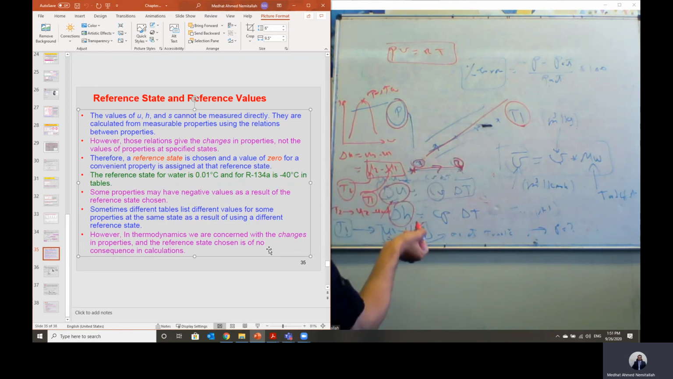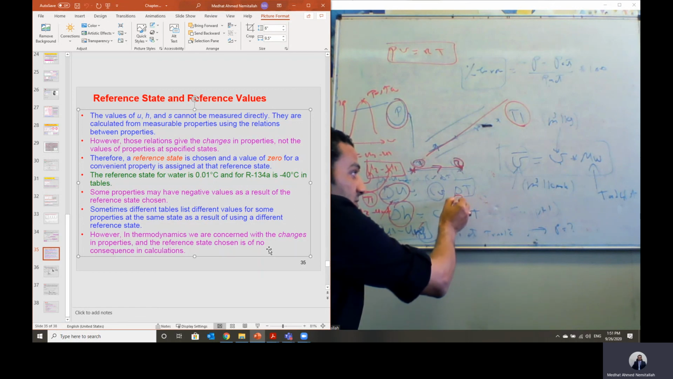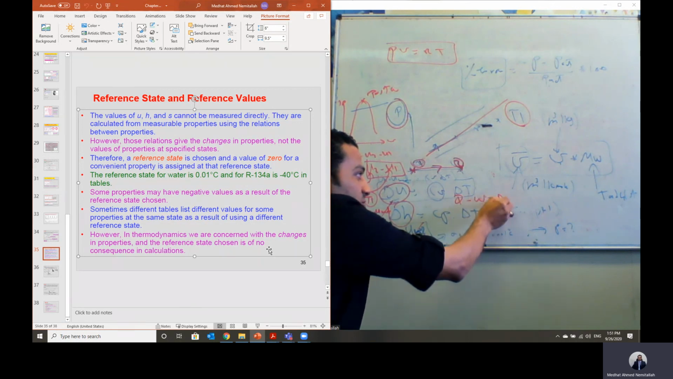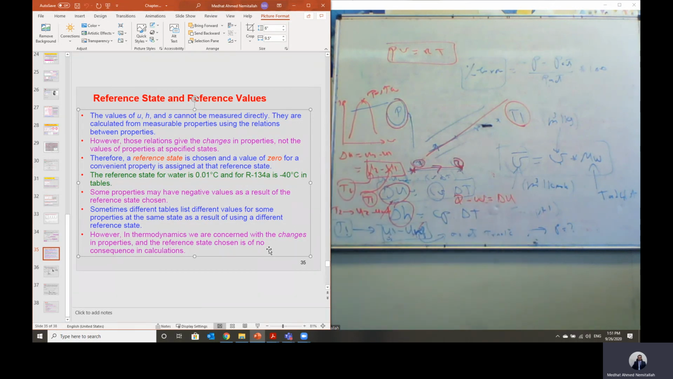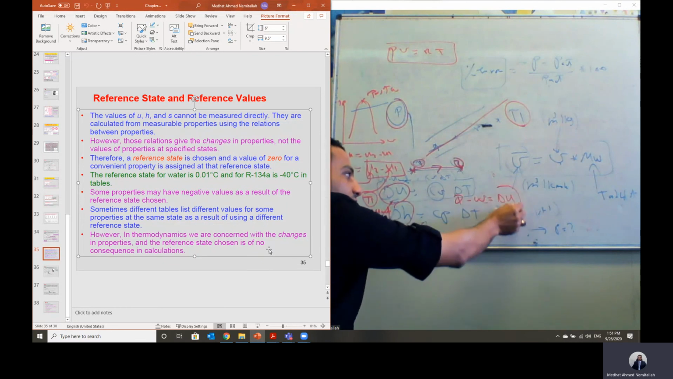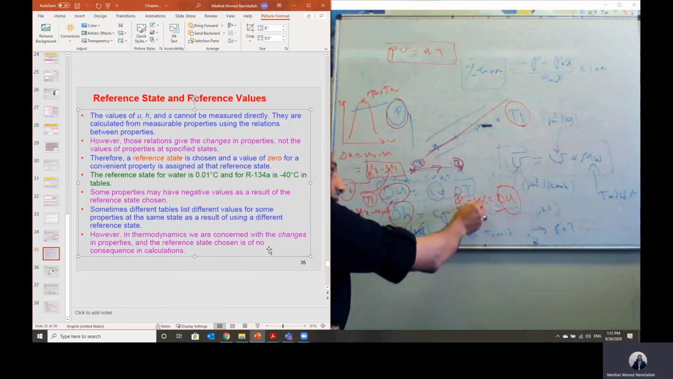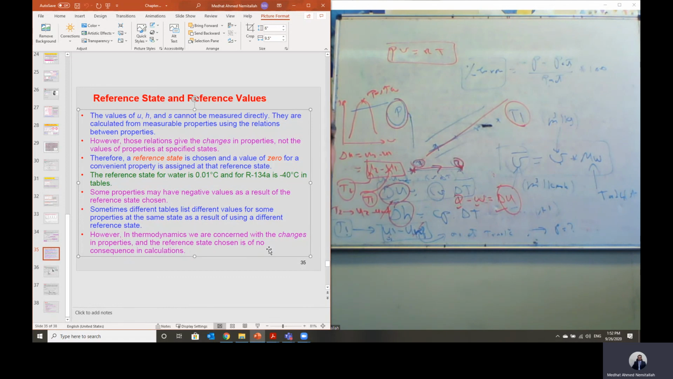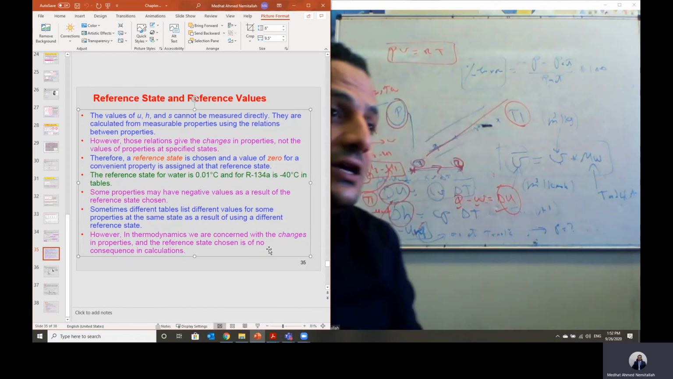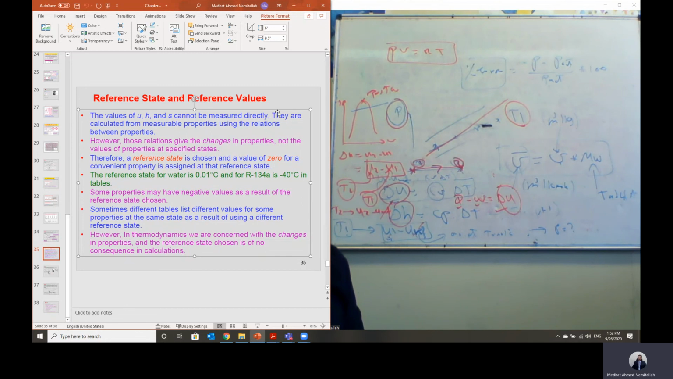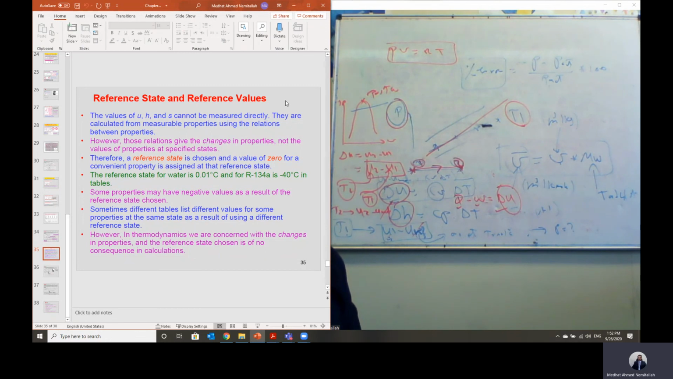We need to calculate delta H, because if you apply the first law of thermodynamics, it will be Q minus W is equal to delta U. Okay. Then what I need here is delta U, if we have a closed system, in order to calculate the heat transfer or the work. Okay. So in our thermodynamics, we are concerned about the difference, not the exact value at a given state.